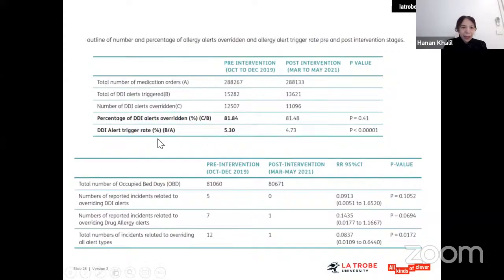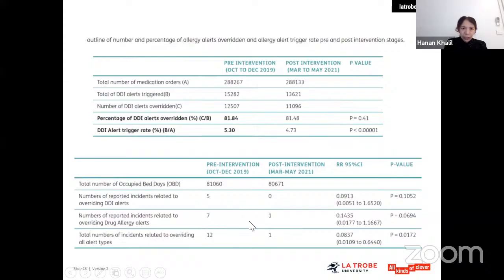Now, the alert trigger rate was significant, which meant that after the intervention, most doctors were actually quite alert to the drug interactions, or the alert that they got.